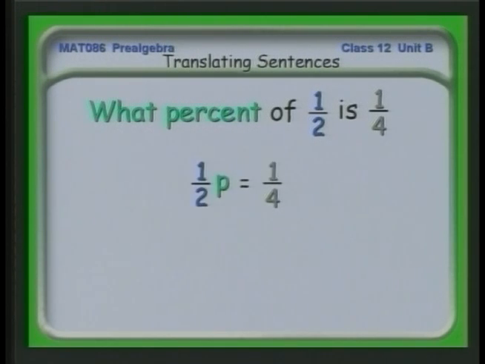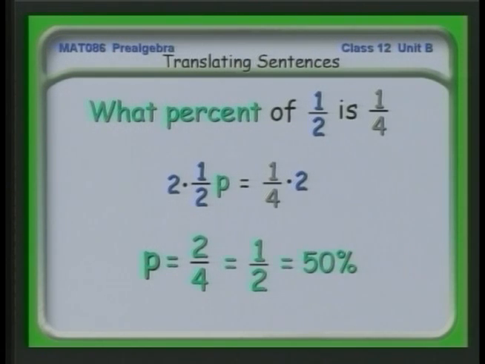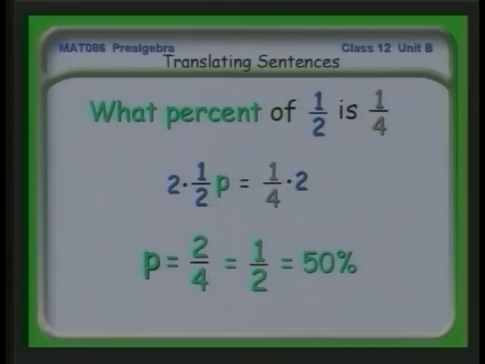Let's see how to solve that equation. If I need to get P by itself, I multiply both sides by 2, and I find then that P is equal to 2/4, in lowest terms, 1/2. In order to change P to a percent, I remember that 1/2 is equal to 50%. If I didn't remember it, I could divide 1 by 2, get the decimal, and then change it to a percent.